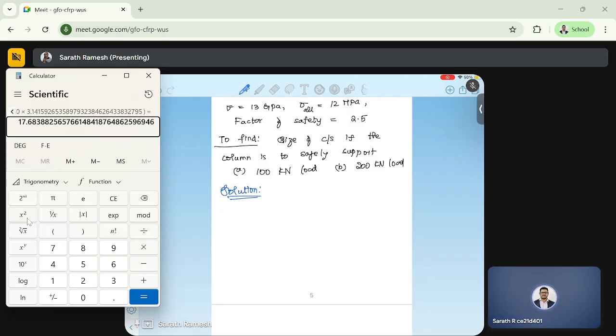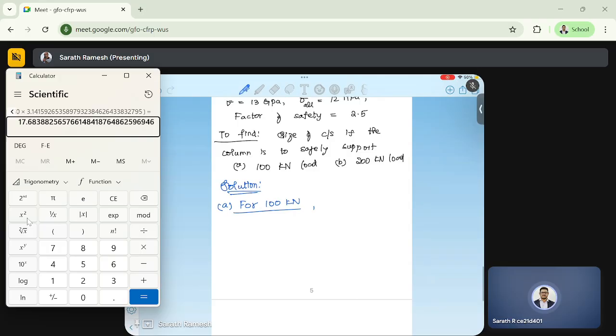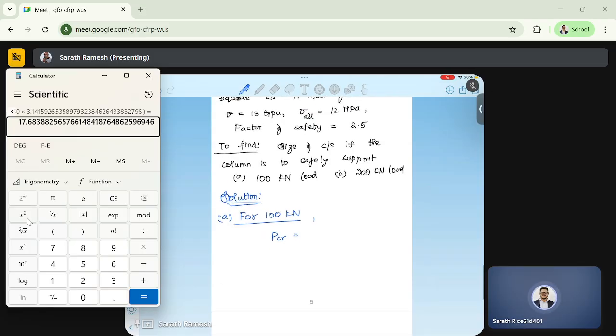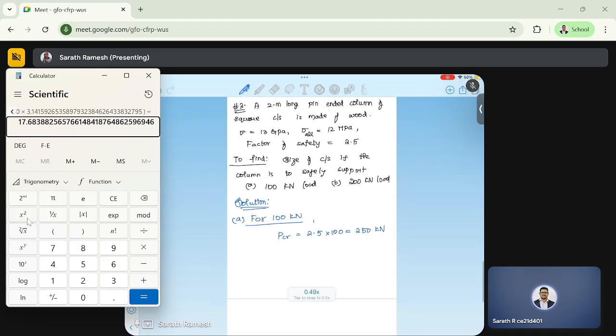Let's proceed. First subdivision, for 100 kilonewton. What is the critical load, by the way? The load is actually 100, but the factor of safety is 2.5, so we have to design for 2.5 times 100, which is 250 kilonewton. And what else? Length is 2 meters and E is 13 gigapascal.